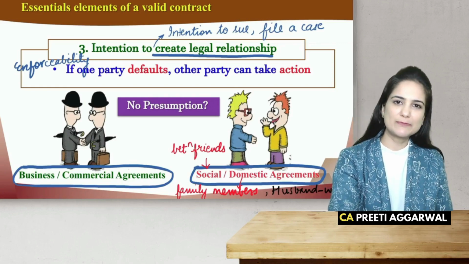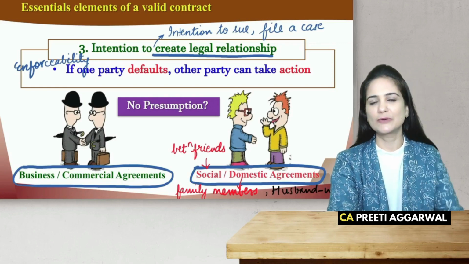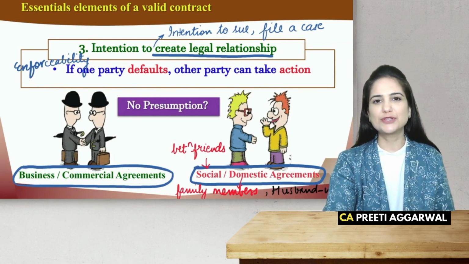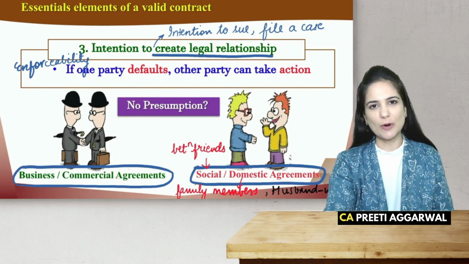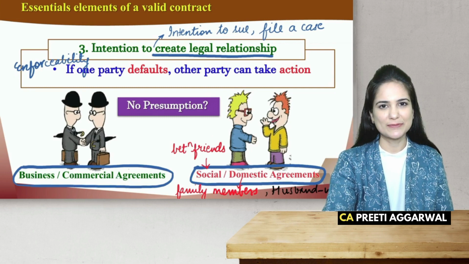Now, students, please pause the video and please write down the third essential element, intention to create legal relation. Please pause and write this in your notebook.